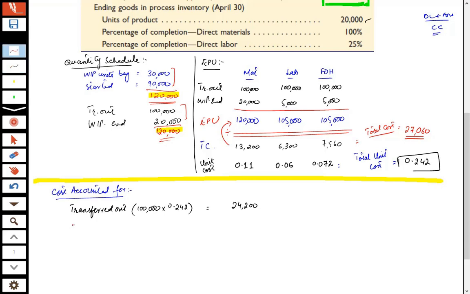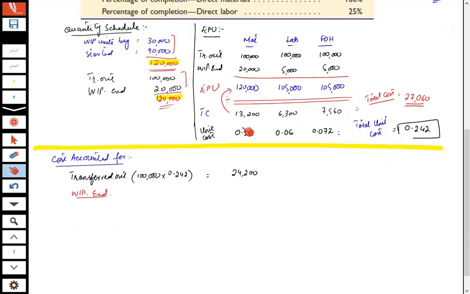Now we will calculate the WIP ending. WIP ending would be calculated in three phases: units multiplied by unit cost, for material, labor, and FOH. Material, 20,000 multiplied by 0.11, and then 5,000 into 0.06, and again 5,000 into 0.072. So this would be, can you tell me the answers?